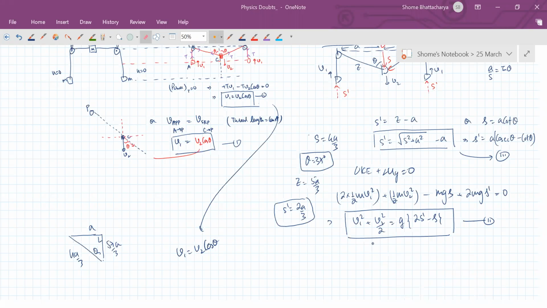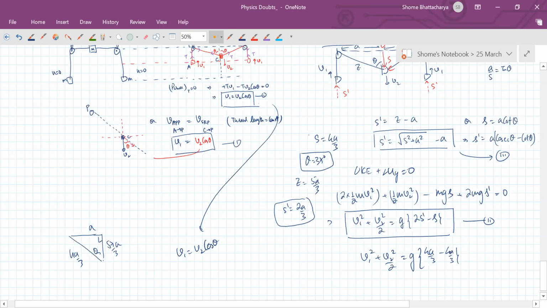Okay, so let's just complete the substitution. So this becomes V1 square plus V2 square by 2 will become G into 2S prime, which will become 4A by 3 minus S, which was... oh, it's coming out to be 0, is it? Is that the answer? Yes, sir. We have to show that. Okay, so the blocks come to rest at that instant.